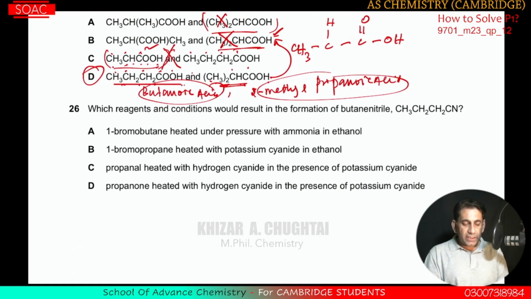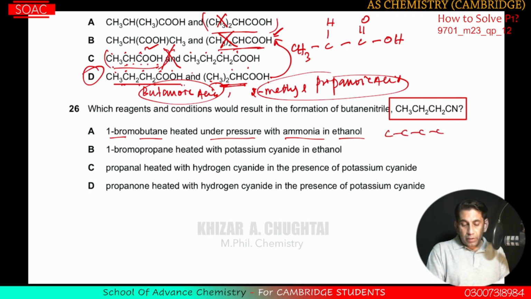Question number 26, which reagent and condition would result in the formation of butane nitrile? So how can we synthesize, how can we make butane nitrile? Let's see the options turn by turn. 1-bromo butane heated under pressure with ammonia and ethanol. 1-bromo butane. This is 1-bromo. The short-text representation of 1-bromo butane.